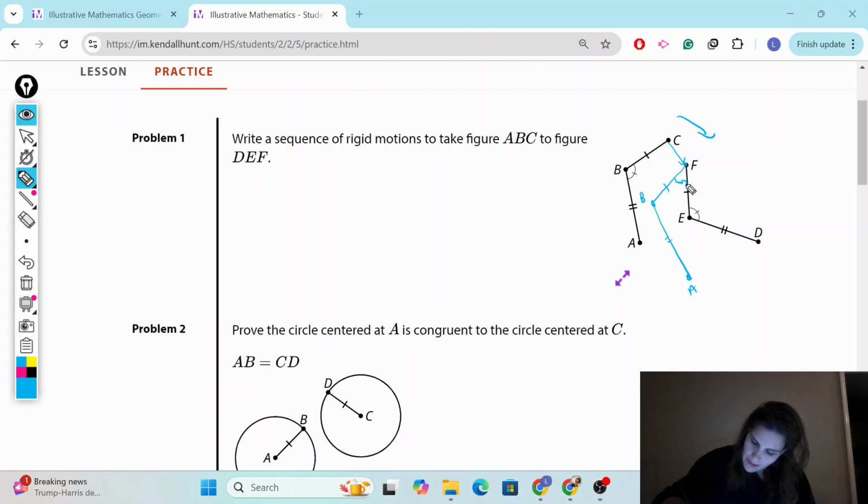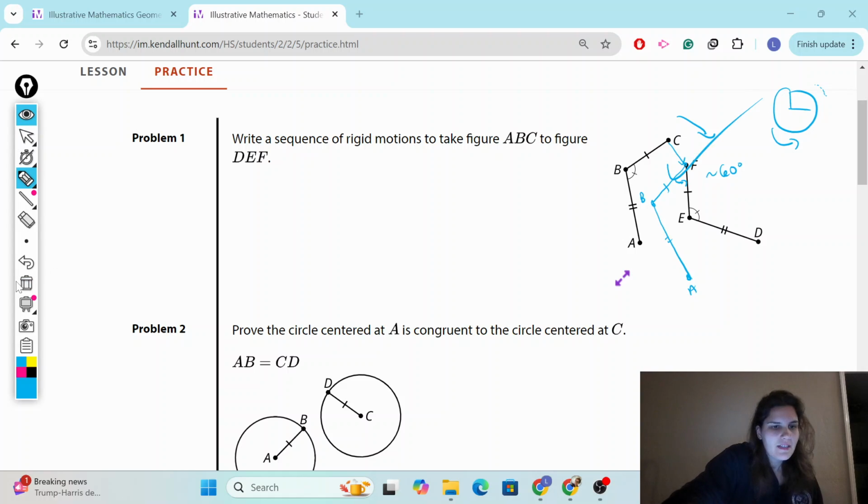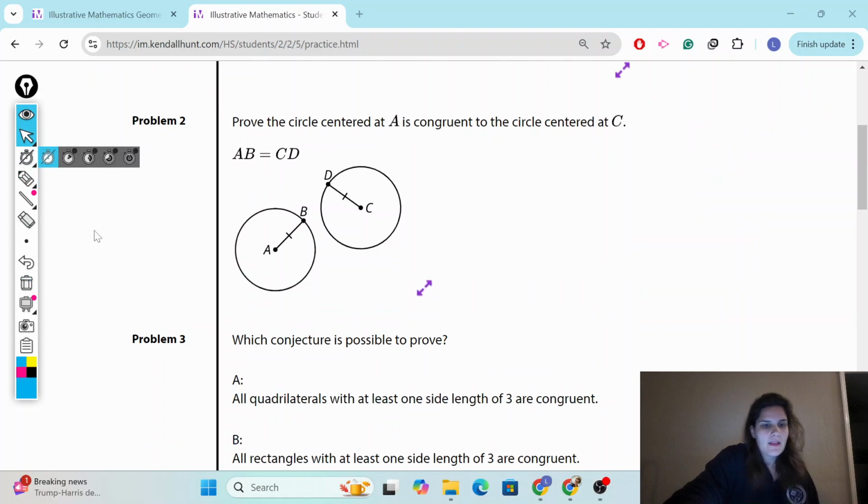I would then rotate, I would say by roughly a 60-degree angle. Where's my clock? I'm going this direction. My clock goes tick, tick, tick that direction, so that is counterclockwise. I would rotate 60 degrees counterclockwise until A lines up with D, and then they would be on top of each other. And I'm done. Let's go on to the next question.